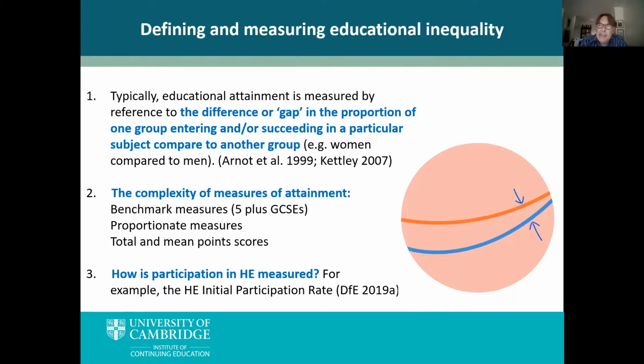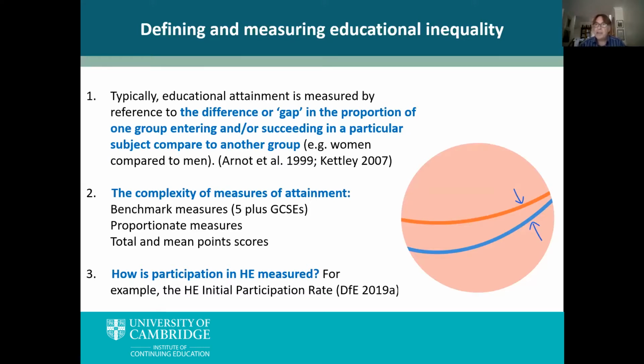To some of the nitty-gritty technical things: how might we measure educational inequality? Well, when I started my work on this subject in the late 1990s, one of the most popular definitions was that of Madeleine Arnot in the University of Cambridge Faculty of Education. And she talked about educational gaps: gaps between men and women, middle-class students, working-class students, black students, and white students.